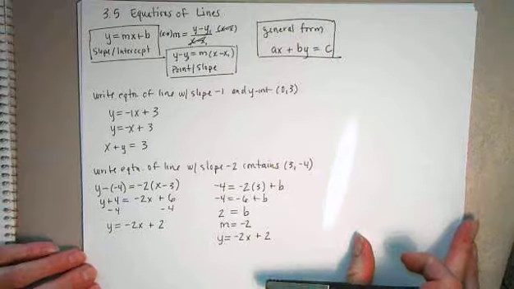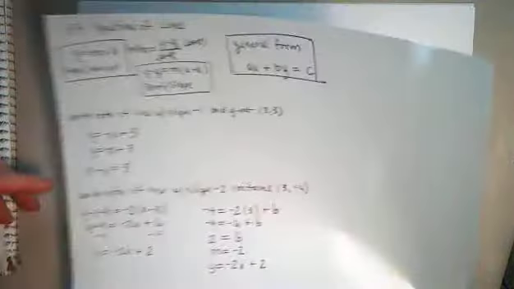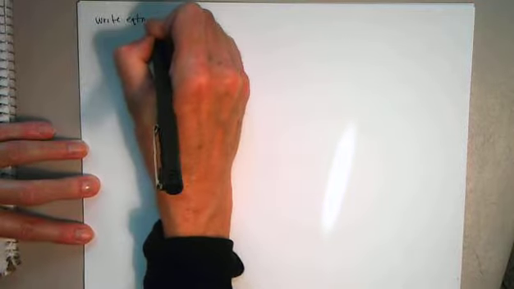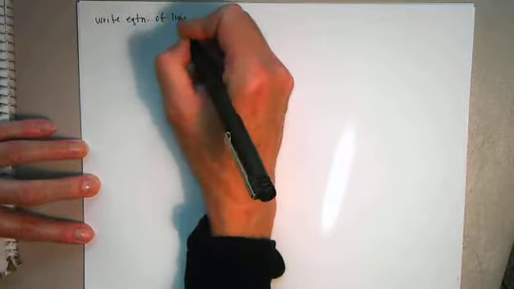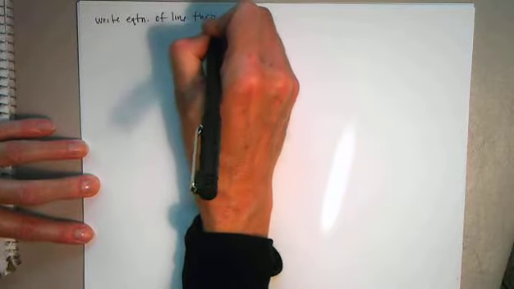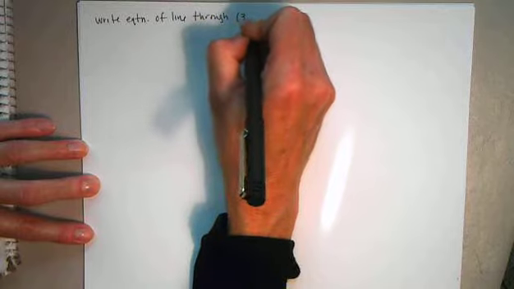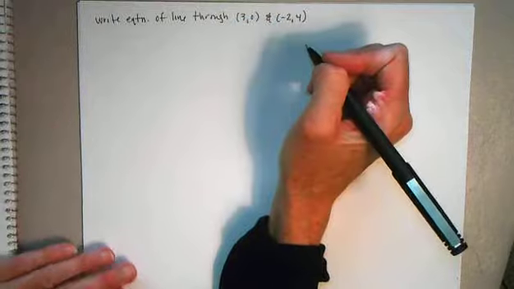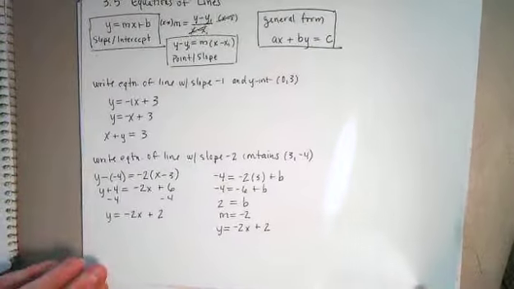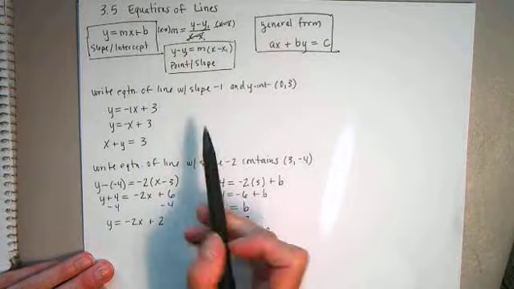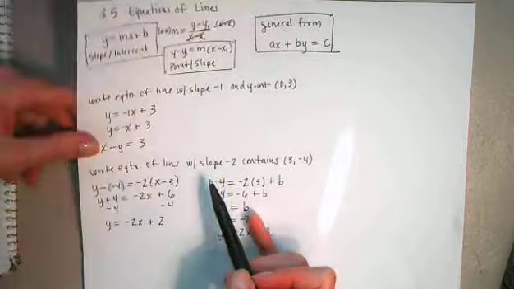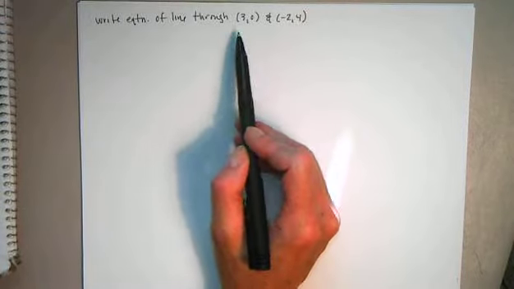Let's try another one. What if they said, write the equation of the line through, and they just give you 2 points. Now, in both of the previous problems, look at those, I'll let you glance at those, we were given the slope. So, this equation is different because we're given 2 points, but no slope.